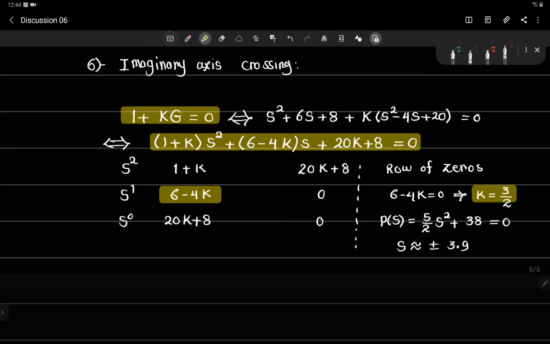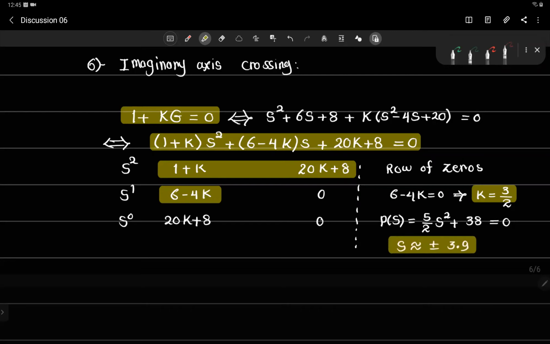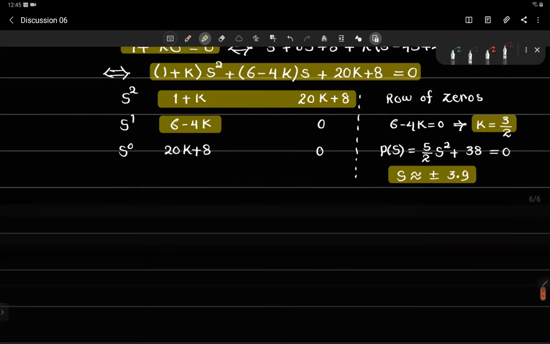We equate that, which is the polynomial for this row here. With 1 plus k, where k is 3 over 2, this is 5 over 2 s squared. And then we have 20 times 3 over 2, which gives us 30, and 30 plus 8 is 38. And so the auxiliary polynomial is 5 over 2 times s squared plus 38 equal to 0. The roots of this are approximately 3.9.